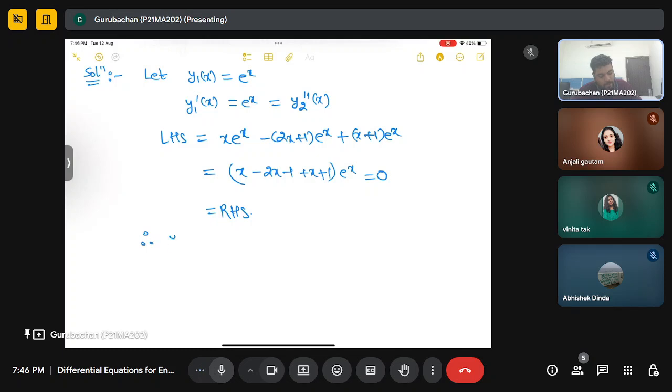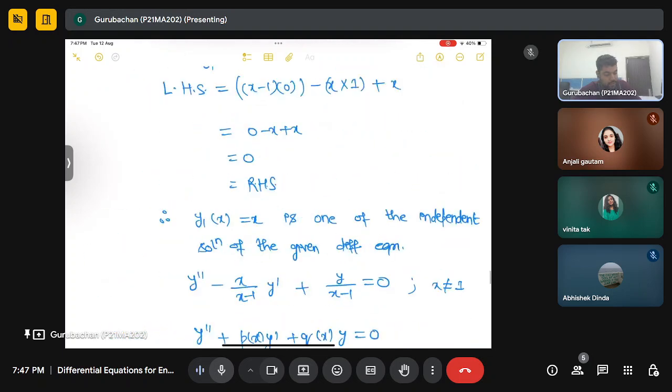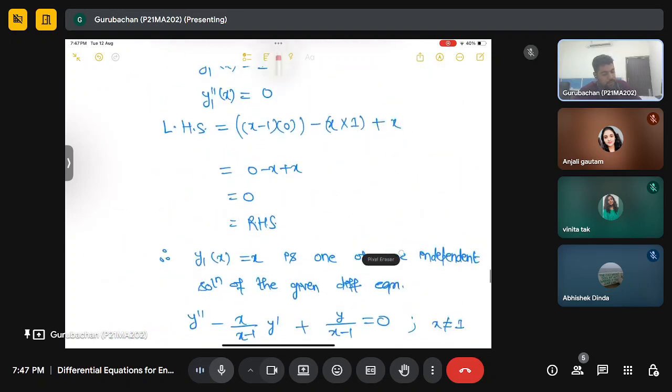So y1(x) is an independent solution. So here we should also write "is independent" rather than the.